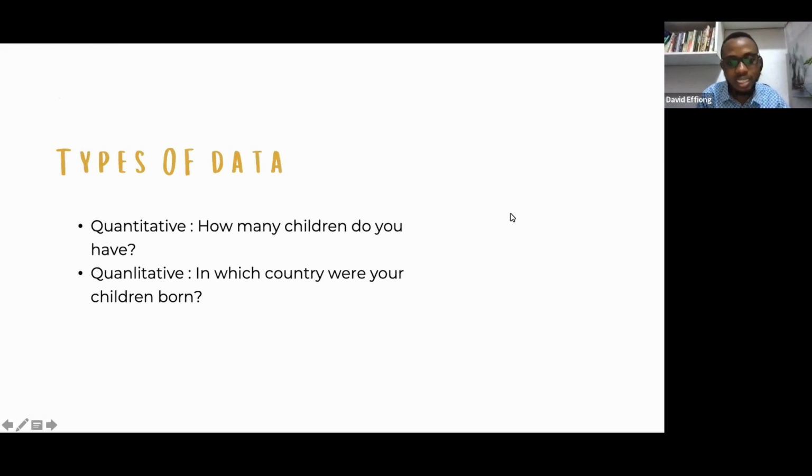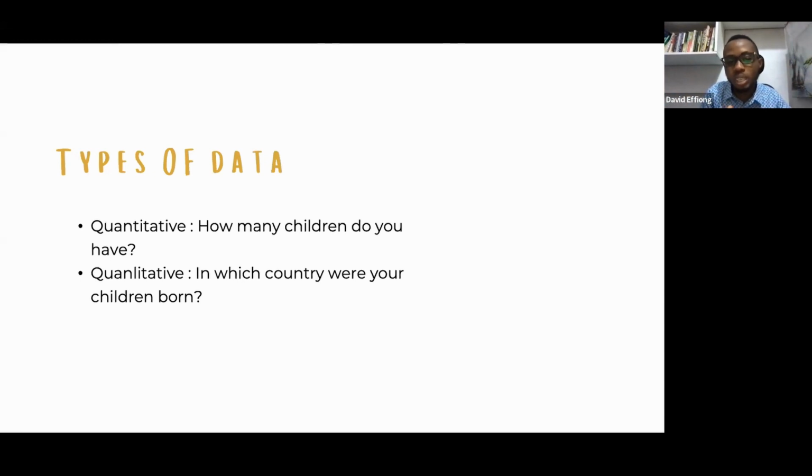Next slide says, what are the types of data we have? There are basically two types of data. Data could be quantitative or qualitative. Quantitative is simply, a good example I have here is, how many children do you have? In other words, it can be quantified. I have 5 children. I have 10 children. How much do you have in your account? I have $10,000 in my account. So these are things that you can quantify.